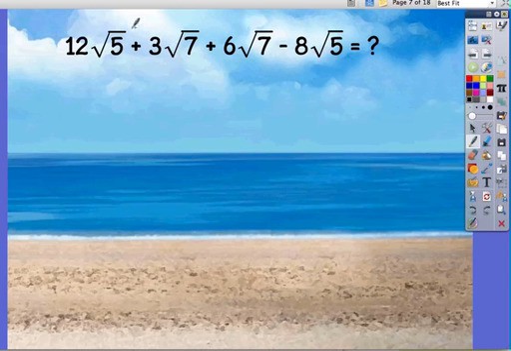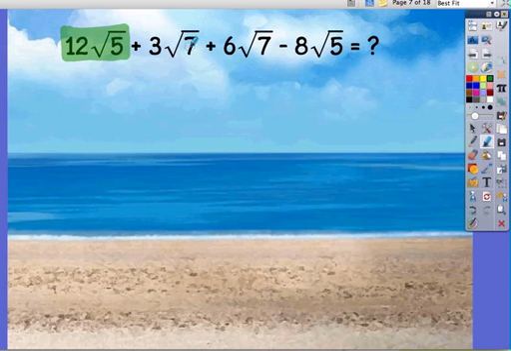Now I need to look to see if I can simplify any of these radicals. I can't simplify 5, it's prime, 7 is prime, 7 is prime, 5 is prime, so I can't simplify any of these any farther. So then I move to see which ones have the same radicand. And I see here that I've got a radicand of 5 here, so I've got 12 square roots of 5. See if we can find any like terms.